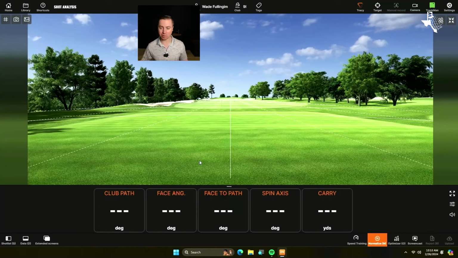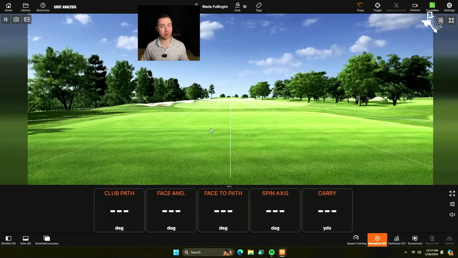This white line in the middle of the screen, that's your 0. So anything right of this line is positive, anything left of that line is negative. But this is measuring this number at impact, at maximum compression. Then you have face angle. That's where the club face was physically pointed at impact.